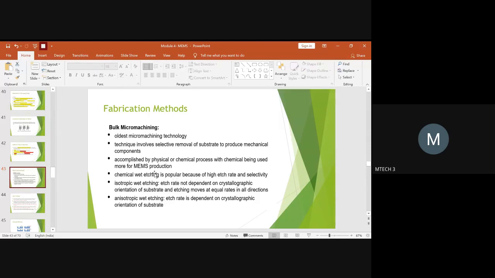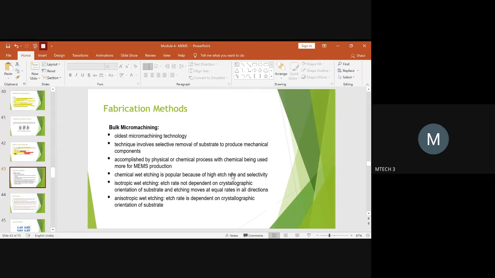The etching out could be done by chemical wet etching, wherein you will be using a chemical solution to remove the excess amount of the material. Since the chemical solution is in wet condition, it is called wet etching. The word etching refers to the removal of the excess material, and hence it is called chemical wet etching. And it is more popular. Why? Because it has a high etch rate, and it is very selective in identifying which is the material to be removed.